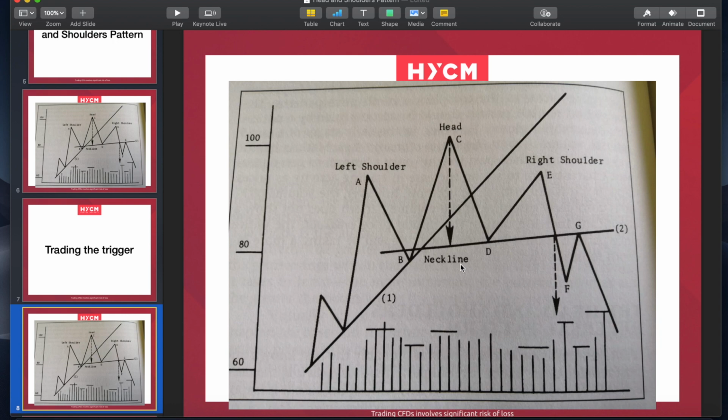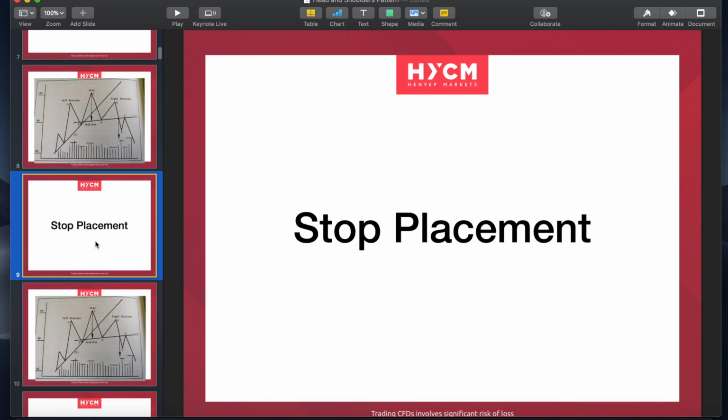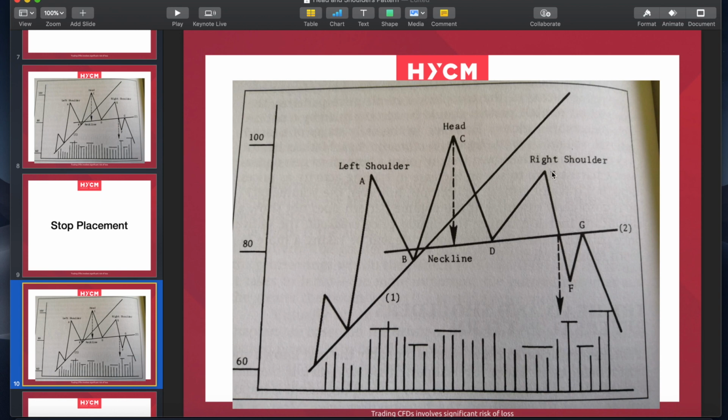Now, of course, if you had strong fundamental reasons for a currency to be sold, you may not wait for the trigger. You might enter earlier if you had a good fundamental understanding of the instrument that you're trading. However, the technical break is that break of the trend line. Now, the stop placement can be placed just above the breakout shoulder.